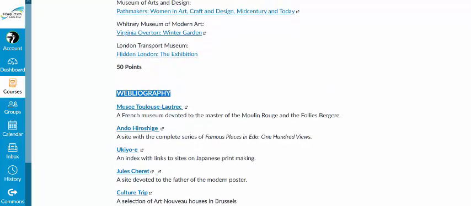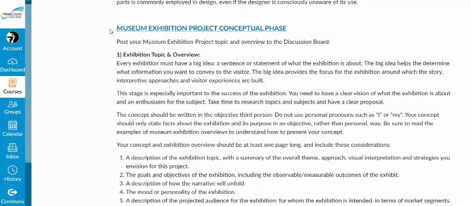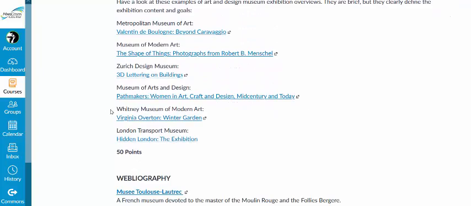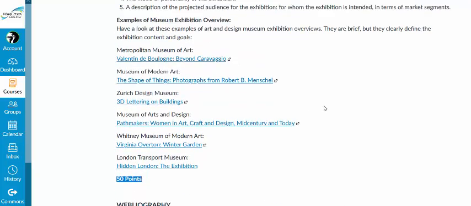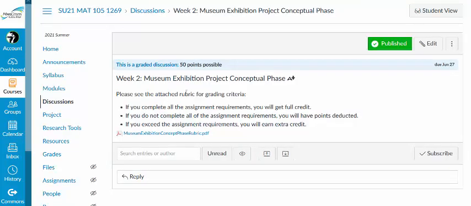So that's this week's assignment. You'll be turning in, again, your conceptual phase for your museum exhibition project. This assignment is worth 50 points. And when you're ready to turn it in, just click this link and that will take you into the discussion board where you can post your assignment.